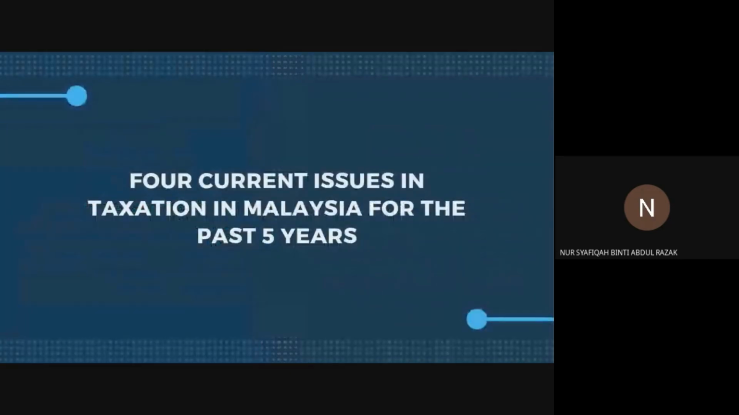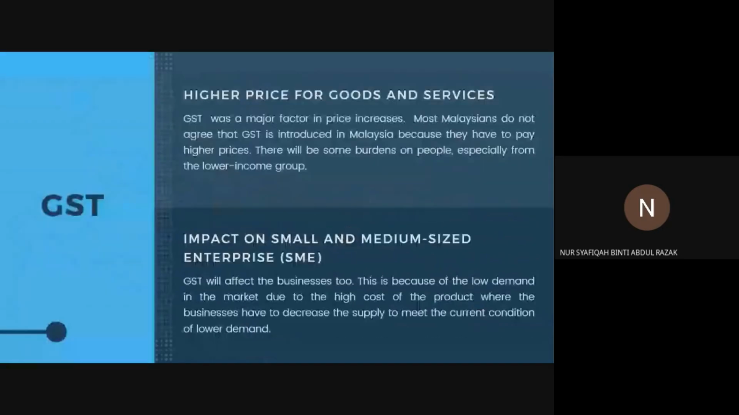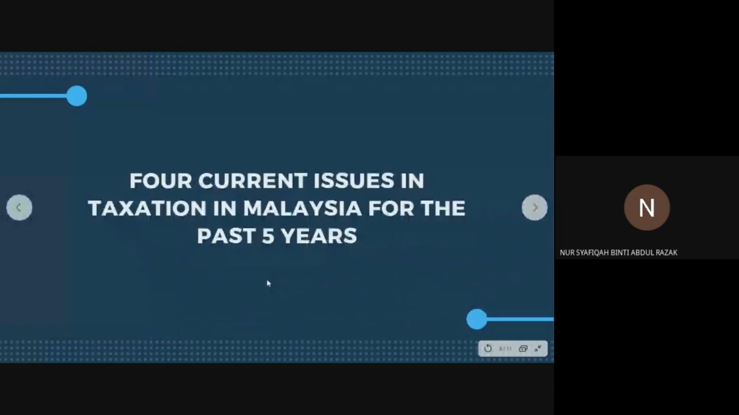The current issue in taxation in Malaysia for the past 5 years is GST. Our Prime Minister at that time, Dato Sri Najib, announced a GST of 6% starting 1 April 2015, but there have been some issues after the implementation of the GST.